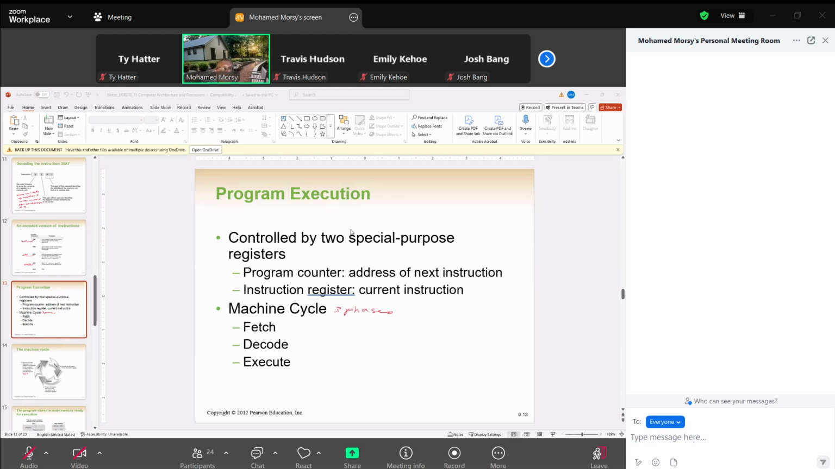Program execution is controlled by two special purpose registers. The program counter holds the address of the next instruction. The instruction register holds the current instruction.